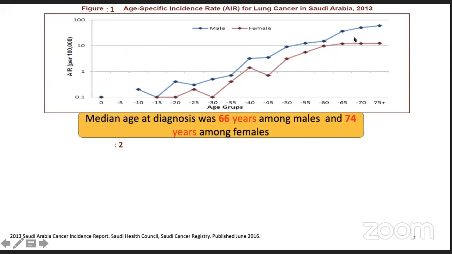The median age at diagnosis ranged between 66 and 74 years for male and female. So this is the age where mainly patients with lung cancer are diagnosed.